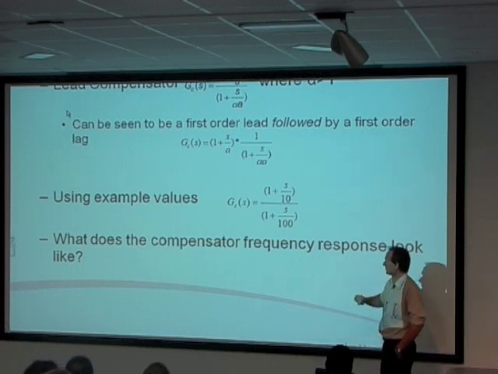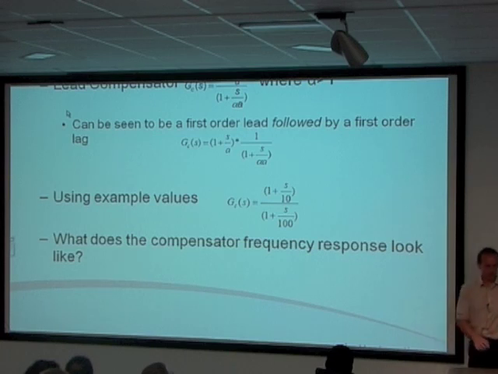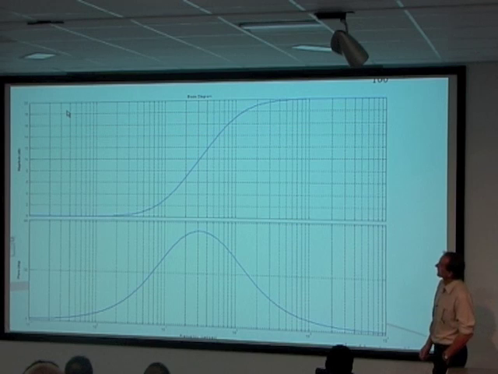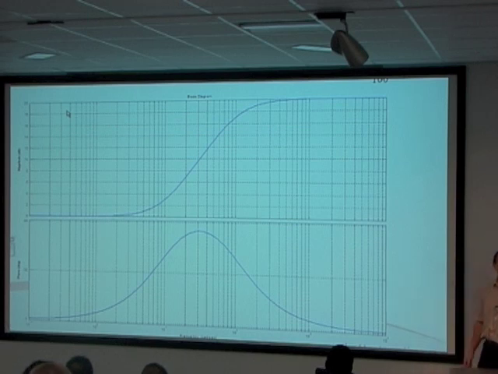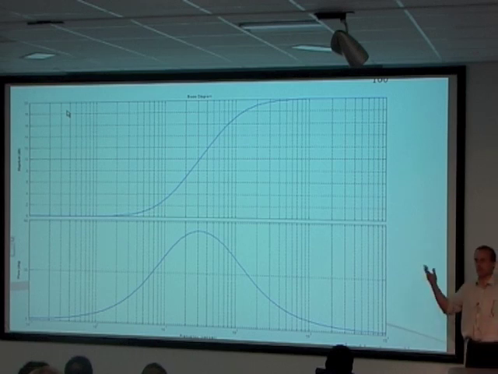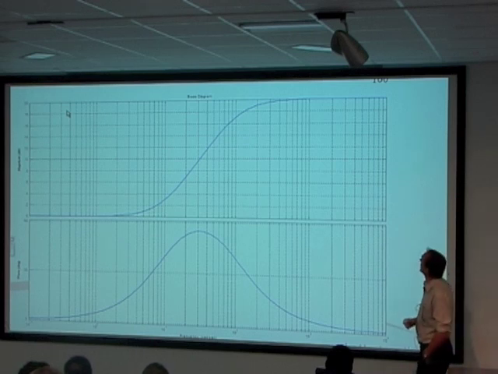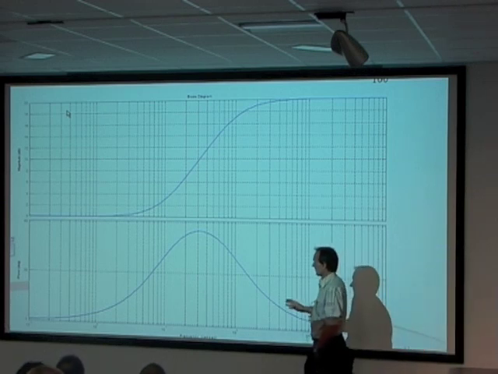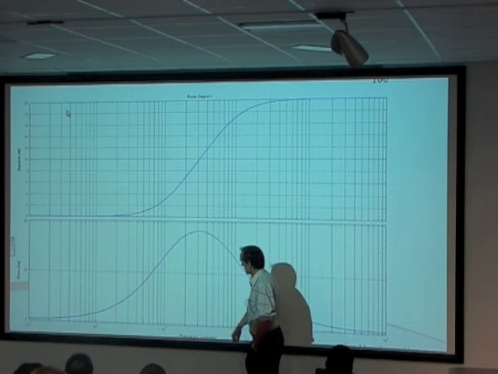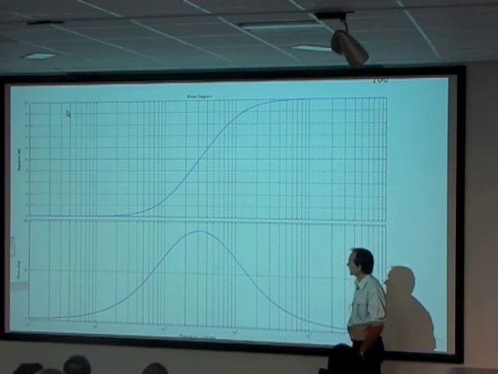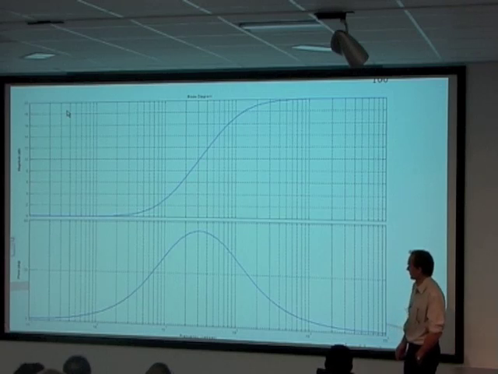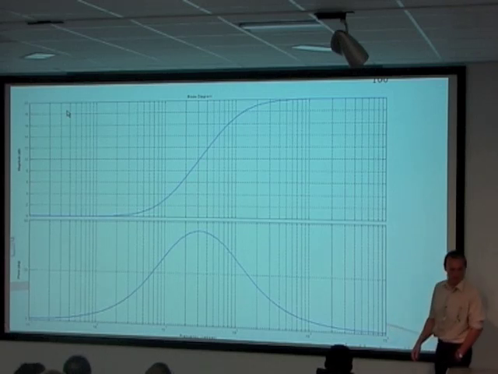Put some example values there. What does the compensator frequency response look like? Well, it looks like that. The top of the slide just gives you the example transfer function where I've got a first order lead with a corner frequency of 10 radians per second, followed by a first order lag with a corner frequency of 100.